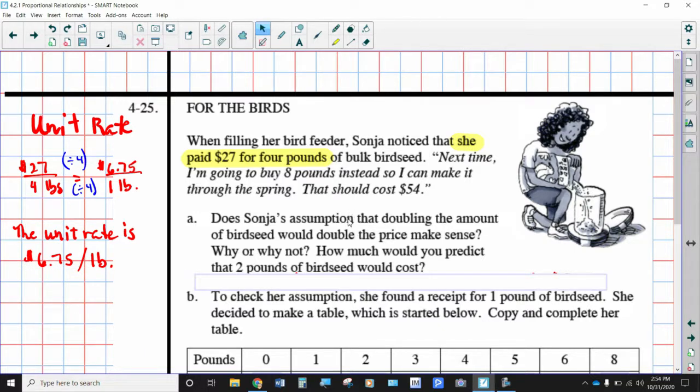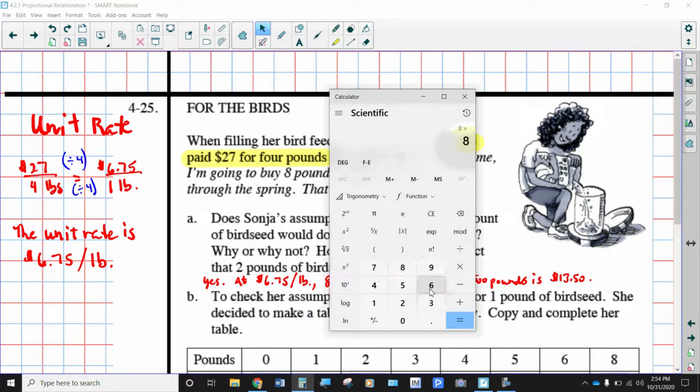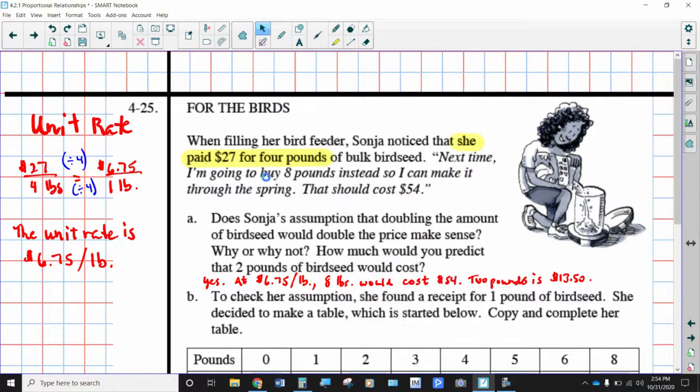So with that being the case, how much would 2 pounds of the birdseed cost? Well, you'd multiply 6.75 times 2, correct? And $6.75 times 2 is $13.50. If you were to use that to justify her thinking that the price would double, then you could just multiply 8 times $6.75, and let's check and see what that is on the calculator. 8 times $6.75 is $54. There you go. So she is correct. The assumption that it would double was correct.